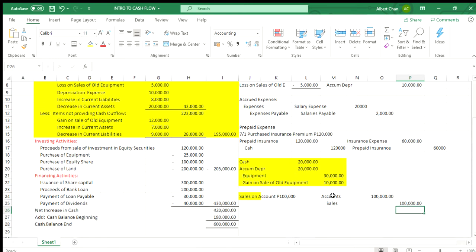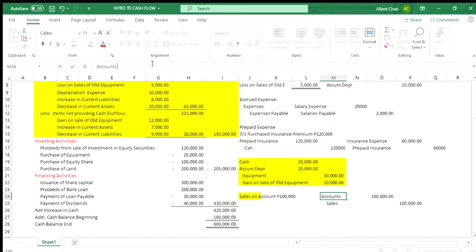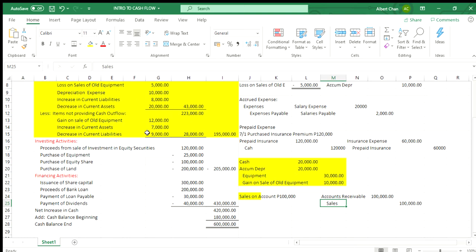Look, there was an increase in accounts receivable. There was an increase in revenue in the form of sales. Your sales will increase, your net income will increase, but it's not yet collected. So the increase in accounts receivable, the increase in asset, doesn't mean that you have cash receipts because that is still receivable. That is the reason why we have to deduct the increase in accounts receivable or increase in assets.